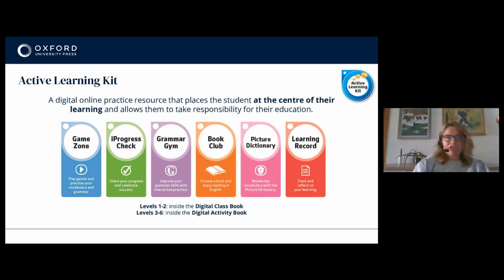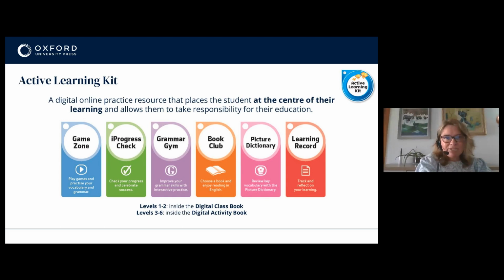There is a code included inside either the class book or the activity book, depending on the level. So levels 1 to 2, it's included inside the class book, and levels 3 to 6, the code is in the activity book. So it gives children access to a variety of online components to support their learning. The most important thing to remember is that it's gamified as well, which is really exciting because students are very motivated by earning, in this case, earning diamonds as they progress through the Active Learning Kit, and also earning medals as they reach key milestones.